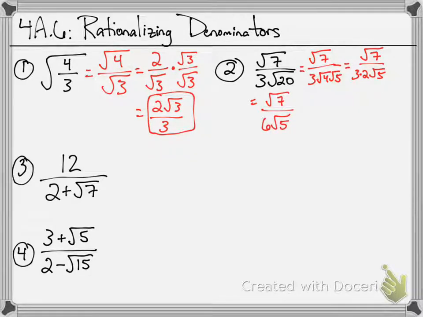Now the reason I'm simplifying it first is because I want to see if maybe I can simplify it the whole way down, maybe get something to cancel out, and I don't have to rationalize.